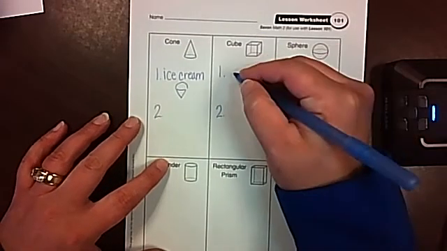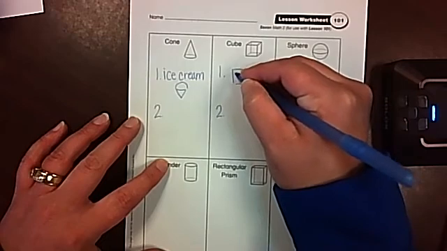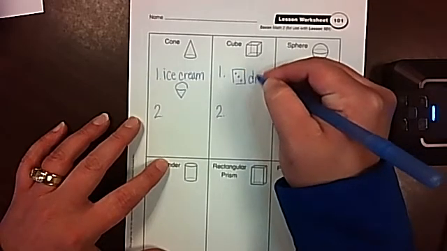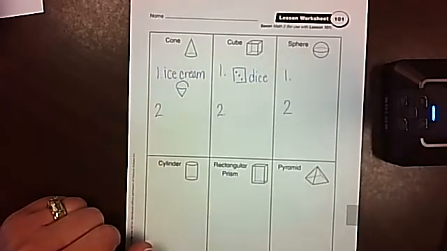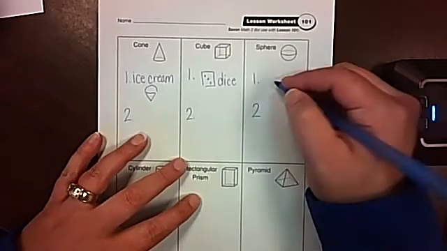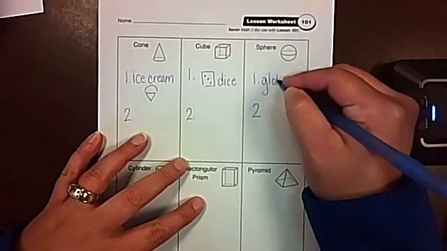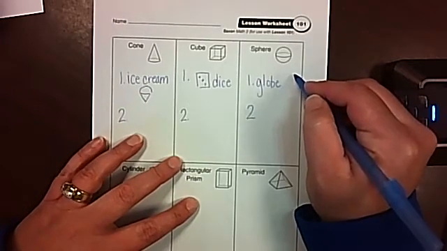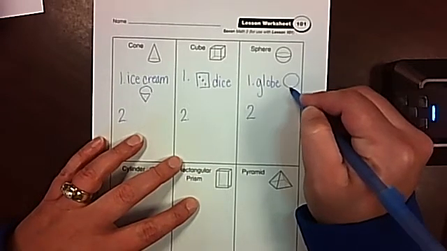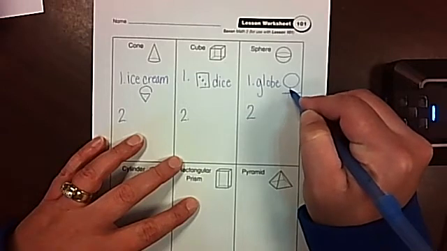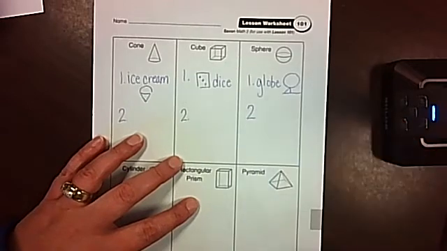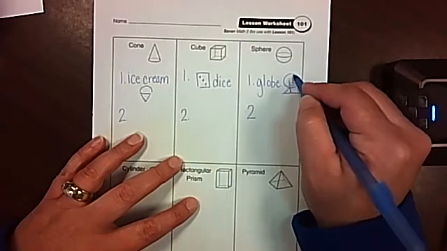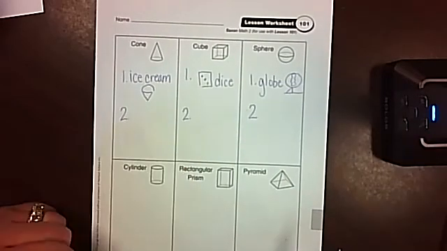Cube, first thing I think of is dice. A dice is a cube. Sphere, first thing I think of is a globe. A globe is a sphere. A sphere is a pretty easy one to do. So there's my sphere. Draw a little land there, a globe.